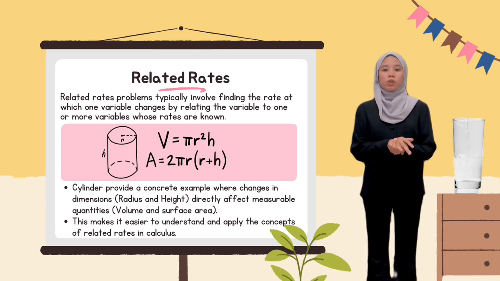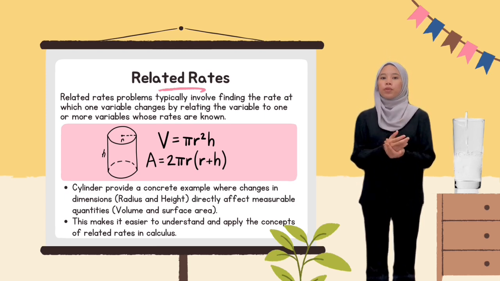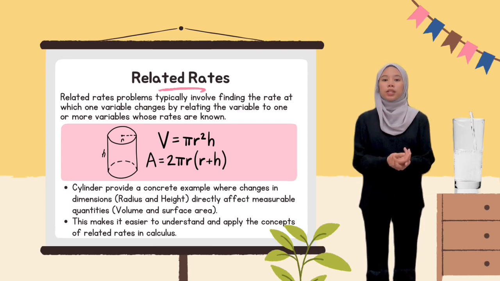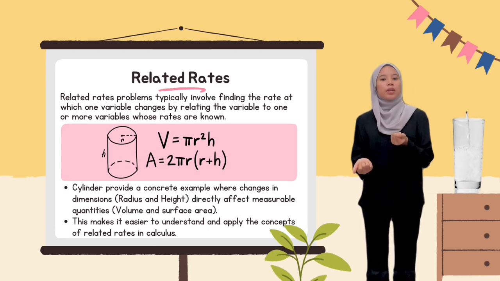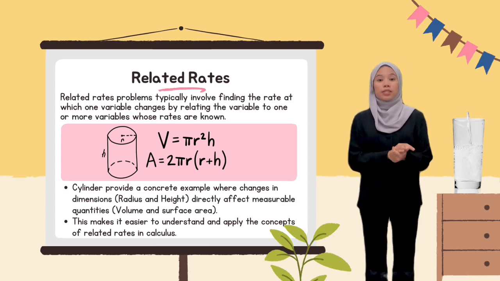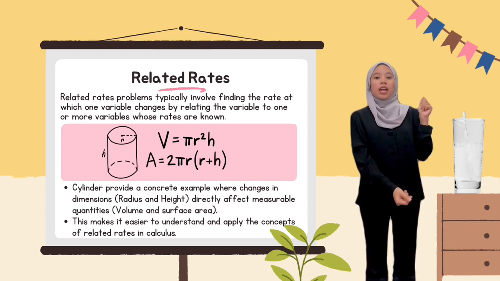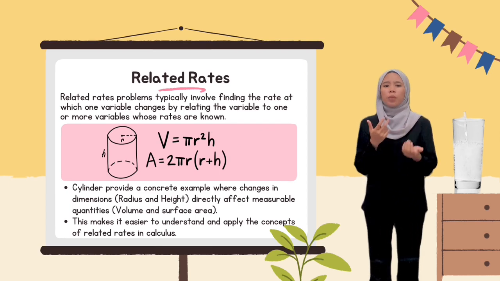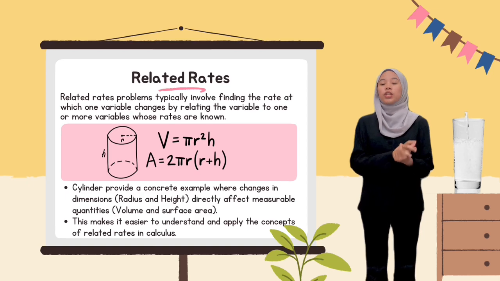Related rates problems often involve geometric shapes such as cylinders because they provide a straightforward way to illustrate how different variables such as height, volume, and surface area change with respect to time. For example, as you can see with these glasses, if a glass is being filled with water at a constant rate, someone may want to know how quickly the volume of the water inside the glass is changing.